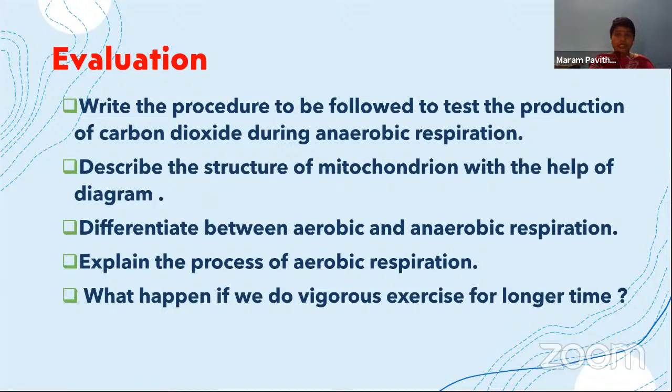Children, please answer these questions, write the answers and send them to your teacher. Write the procedure to be followed to test the production of carbon dioxide during anaerobic respiration. Describe the structure of mitochondria with the help of a diagram. Differentiate between aerobic and anaerobic respiration. Explain the process of aerobic respiration, that means the steps in aerobic respiration. What happens if we do vigorous exercise for a longer time? Okay, children, I think you all understood the topic, so write the answers for these questions.